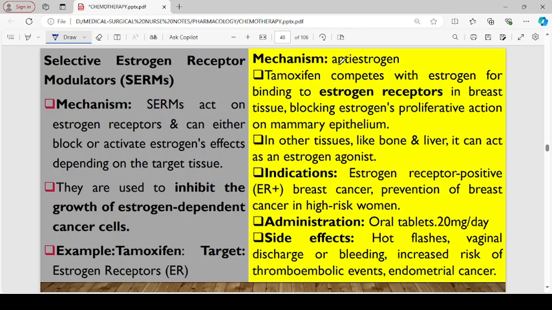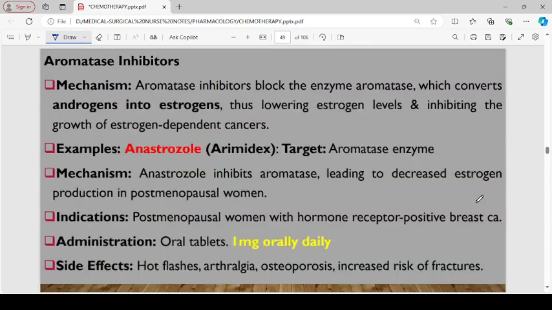So for the selective estrogen receptor modulators, we have drugs like tamoxifen, which target the estrogen receptors, all right? So tamoxifen is also referred to as an anti-estrogen, right? It competes with estrogen for binding to estrogen receptors in the breast tissue, and this blocks estrogen's proliferative action on the mammary epithelium. In other tissues like bone and liver, it can also act as an estrogen agonist, right? Okay, so tamoxifen we normally give at 20 milligrams per day. This is an oral tablet, right? Oral tablet.